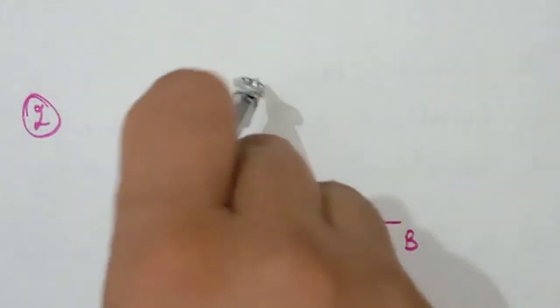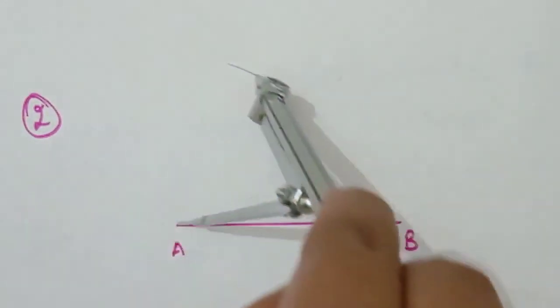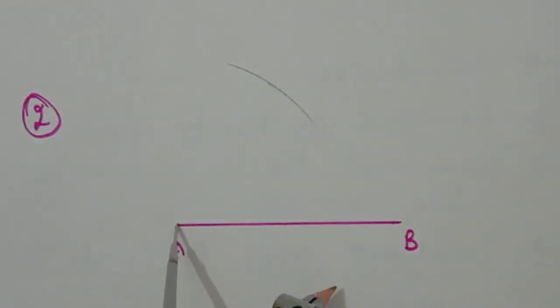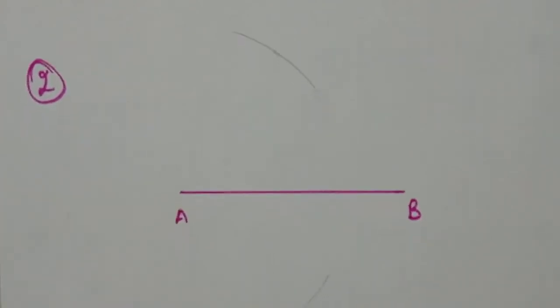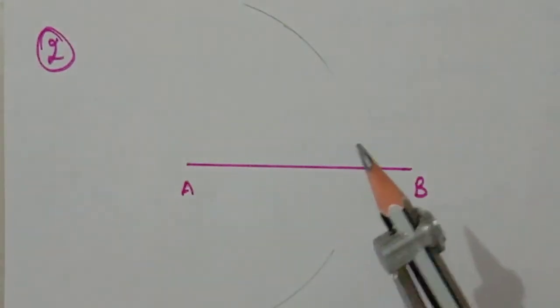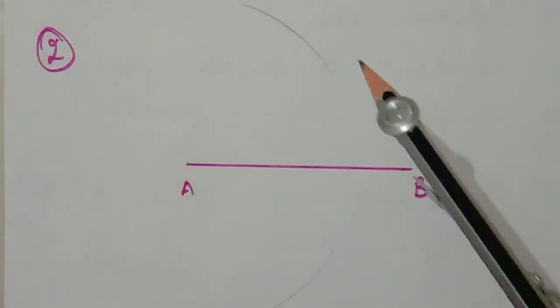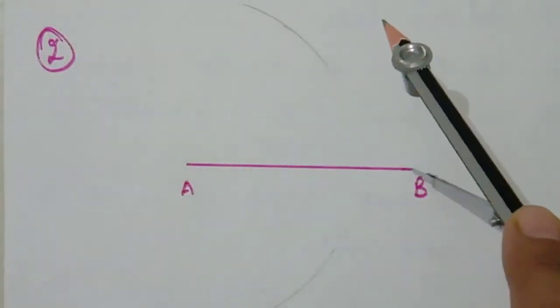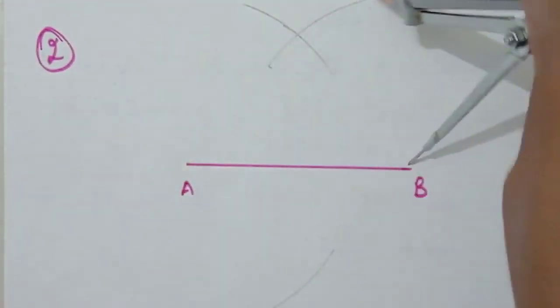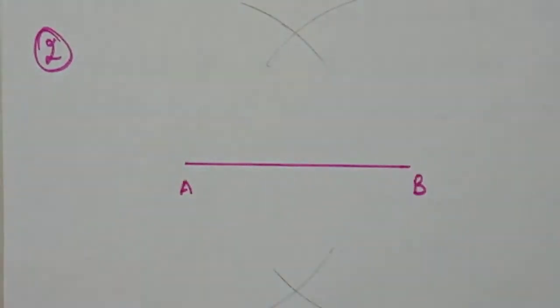Then we will take A as a center and mark arcs upside as well as downside. It's visible to you. This is the downside. And then we do not change the compass, and with the same opening we will take B as a center, and then again put two marks upward as well as downwards.